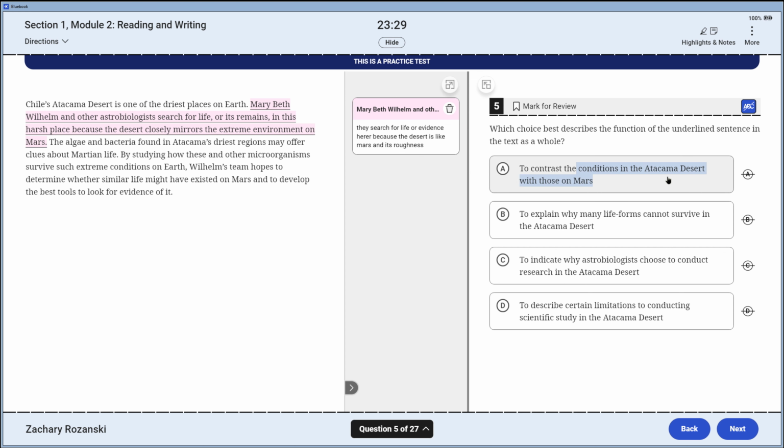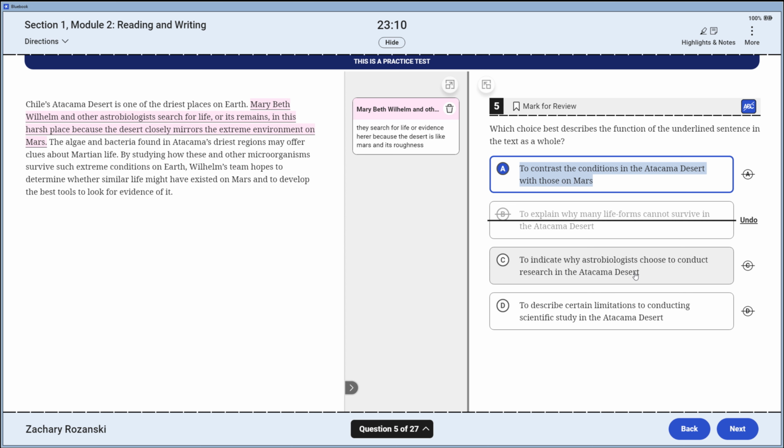To contrast the conditions in the desert with those on Mars, usually I would say that contrast is like the harsh one, and this seems to be expressing a similarity, but let's leave it on the table so we don't eliminate something that's possible. To explain why many life forms cannot survive, this doesn't explain why many life forms can't do that, because we're searching for life there, so we're making a reach elsewhere.